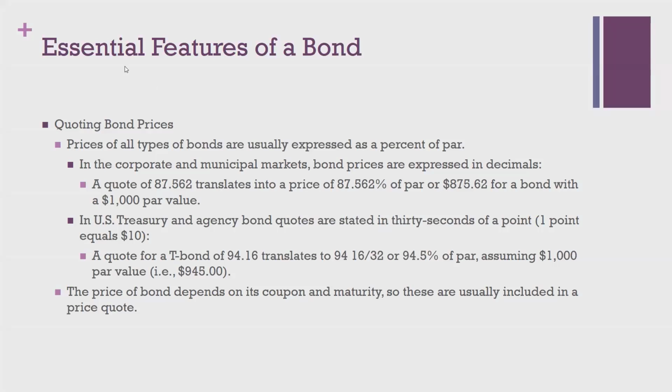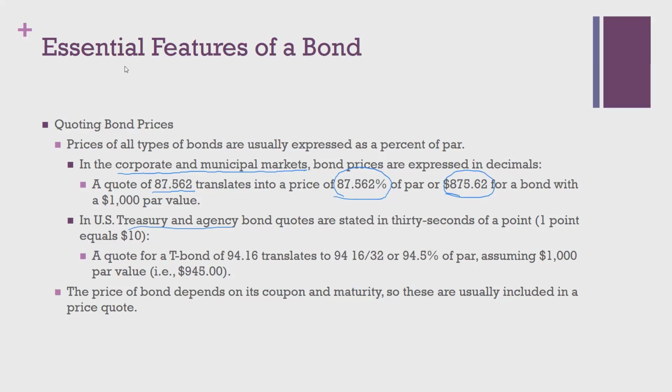Now let's talk about a couple of other features of a bond. This time about the prices. Prices of all types of bonds are usually expressed as a percentage of par. So there are generally two types of conventions. The first one is related with corporate and municipal markets. In this case, the bond prices are expressed in decimals. For example, a quote of 87.562 translates into a price of 87.562% of the par. If the par is $1,000, then the price of the bond is going to be $875.62.